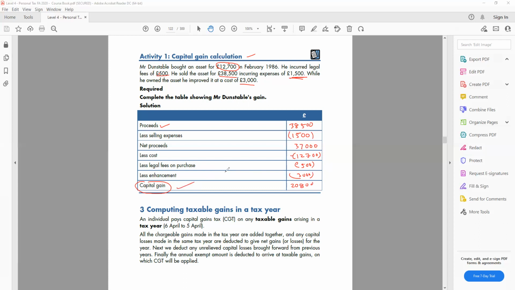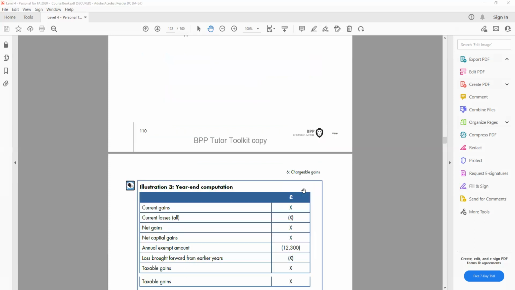And once we have the capital gain, our next step will be to find how much is the tax. And as I said, before you calculate the tax, we need to see what type of taxpayer the person is. Is it a basic rate taxpayer, high rate taxpayer? We're going to see all of this. Anyway, let's have a look at our next question and see how to calculate the tax.